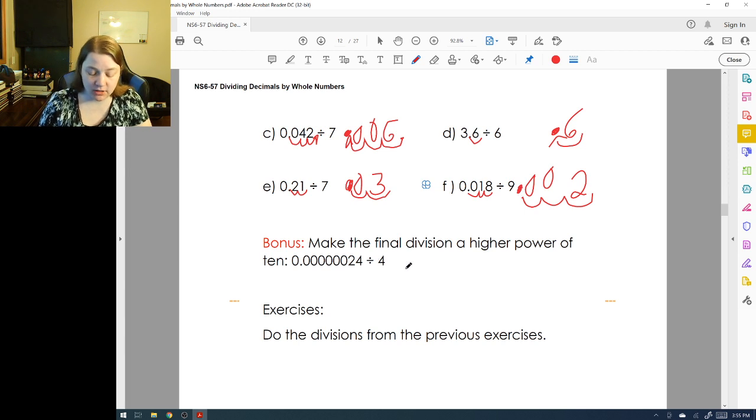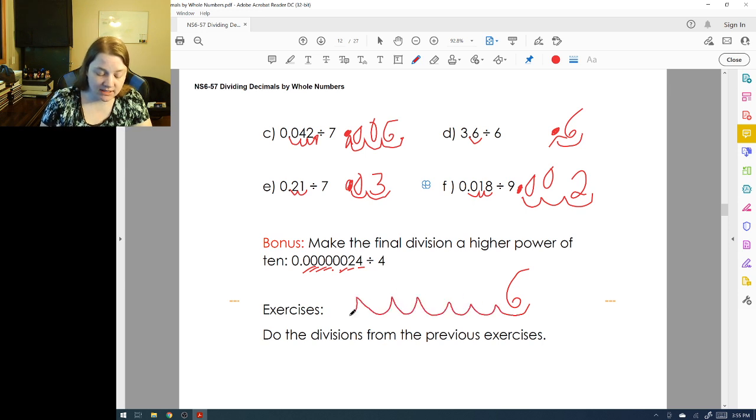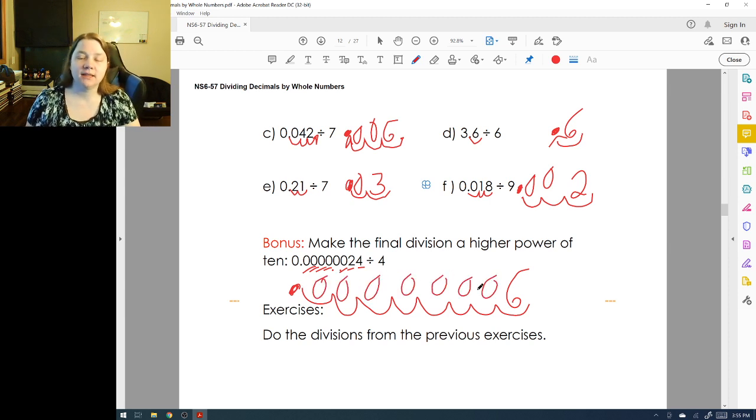We could also do this with humongous numbers. I know what 24 divided by 4 is. 24 divided by 4 is 6. Can you tell how many times I would have had to move that decimal? Pause the video if you don't want spoilers. 1, 2, 3, 4, 5, 6, 7, 8. I got 8 counting here, so I'm going to move it 1, 2, 3, 4, 5, 6, 7, 8. That answer would look like that.